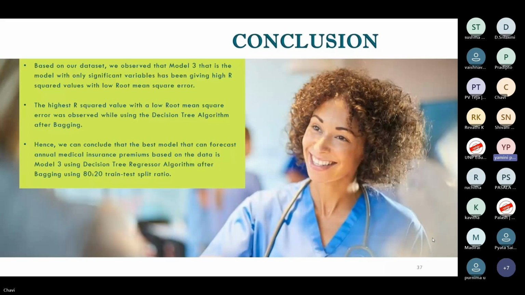Conclusion. Based on our dataset, we observed that model 3, that is the model with only significant variables, has been giving high R-square values with low root mean square error. The highest R-square value with a low root mean square error was observed while using the decision tree algorithm after bagging. Hence, we conclude that the model that can forecast annual medical insurance premiums based on the data is model 3, using the decision tree regressor algorithm after bagging, using the 80:20 train test split ratio.